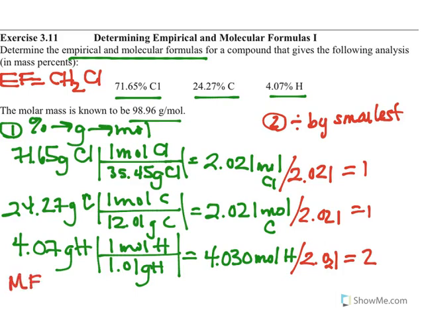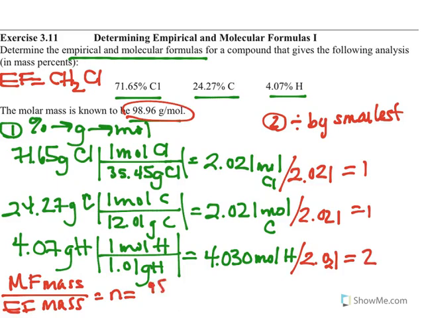Well, we know the molecular formula should be a multiple. So the molecular formula mass divided by the empirical formula mass should give us that N value, that multiplier, okay? And so in this case, we know that the molecular formula mass is 98.96 grams per mole. I can add up the empirical formula mass from the empirical formula I just found, and so that is 49.48.